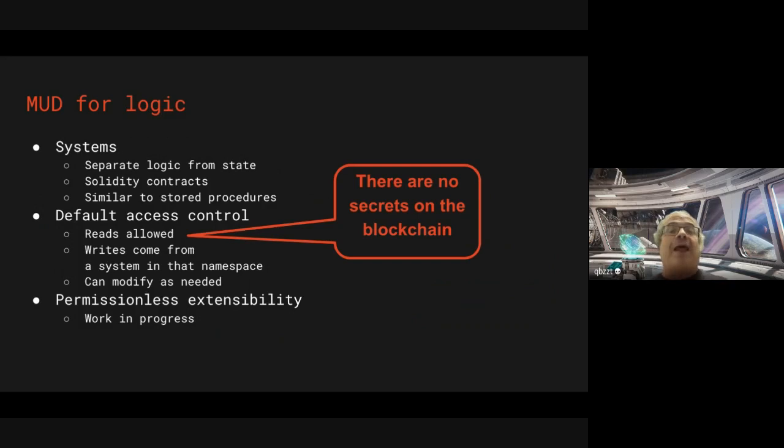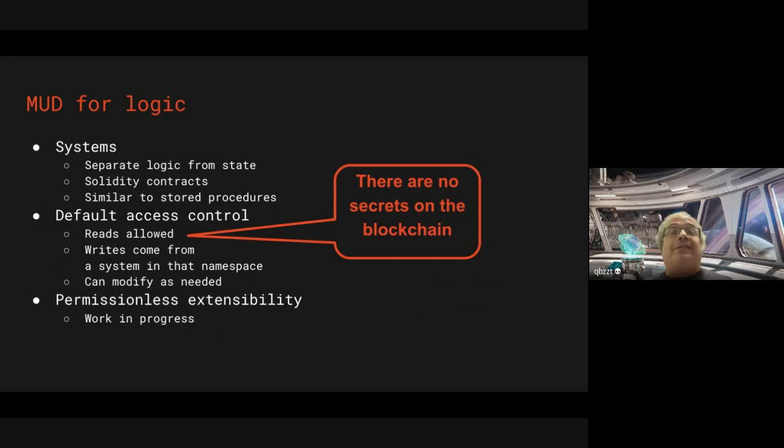Writes, on the other hand, have to come from a system in that namespace, and because we can have multiple namespaces and each one can have multiple systems, those systems help control the data in that namespace. This is just the default access control. You can modify it as needed.